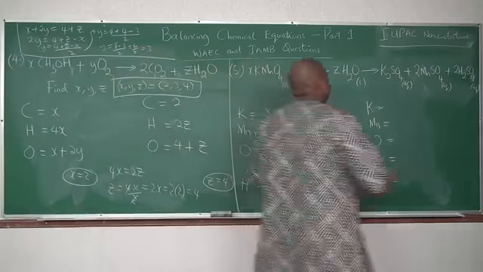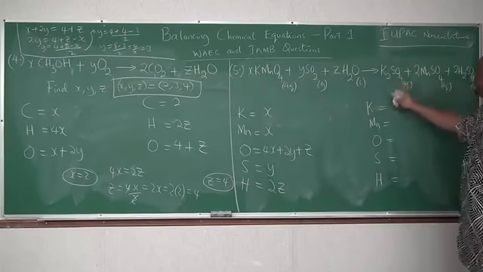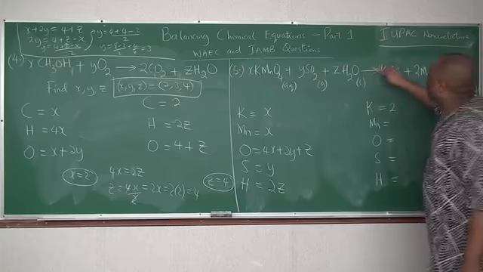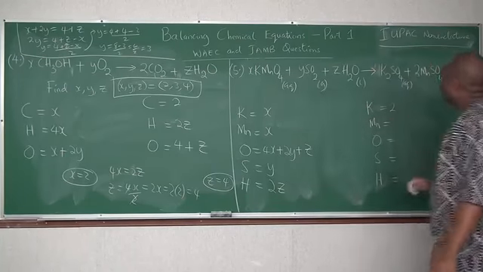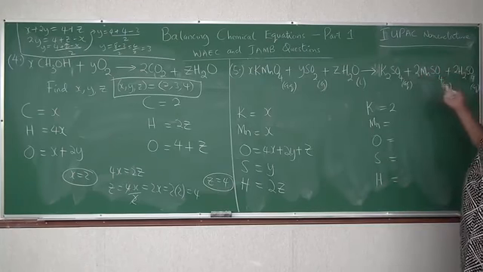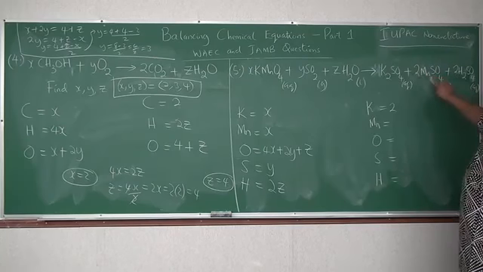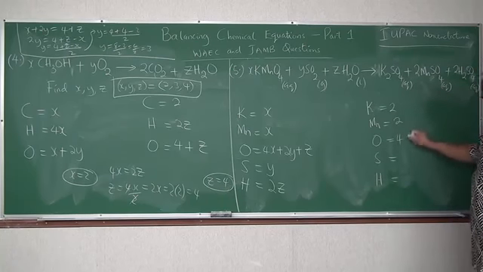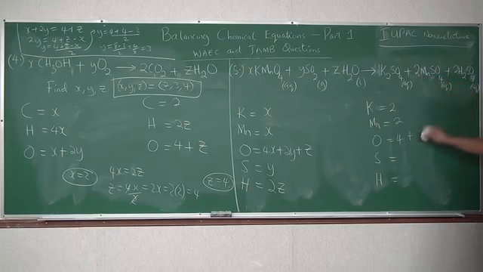We move on to the products. Potassium here is 2 times 1, 2, because this is like saying 1. Manganese is 1 times 2, 2. So manganese is 2. Oxygen is 4 here, plus oxygen here is 4 times 2, 8, plus oxygen here is 4 times 2, 8. And that gives us 4 plus 8 is 12 plus 8 is 20.